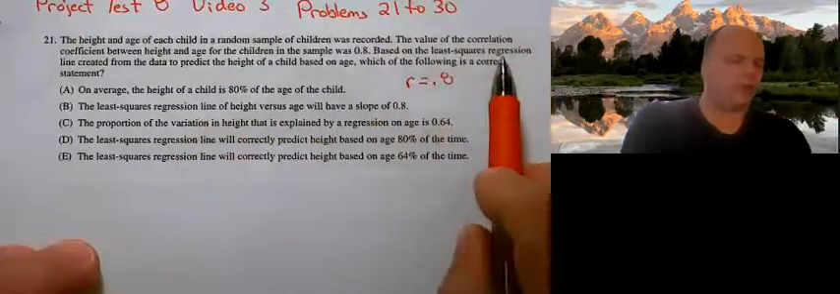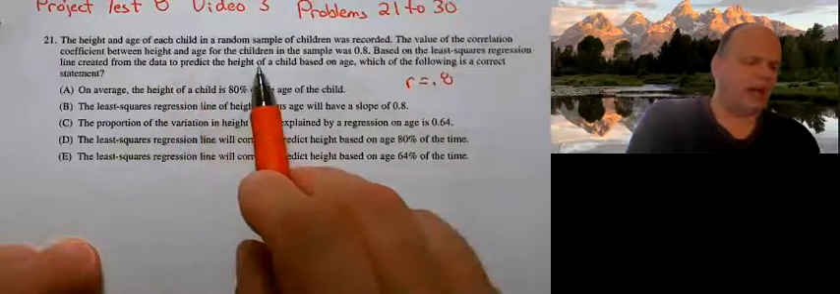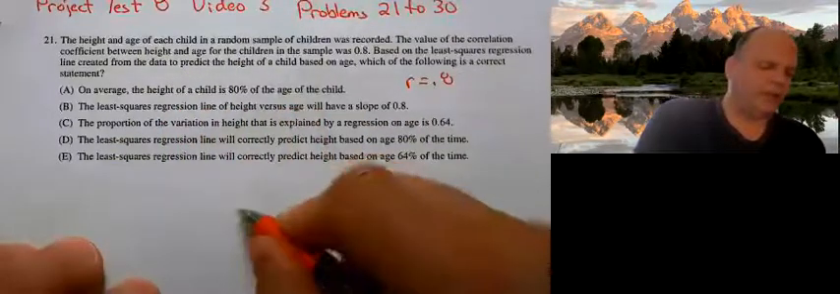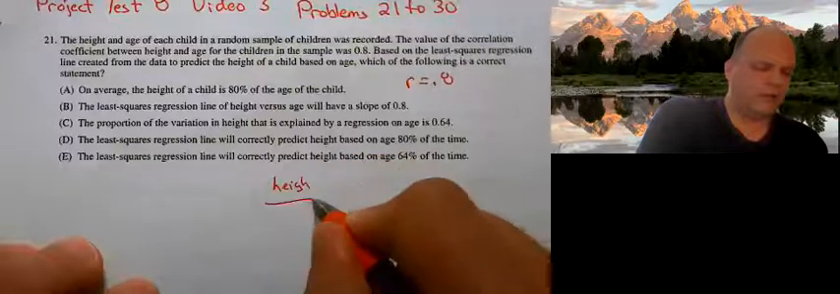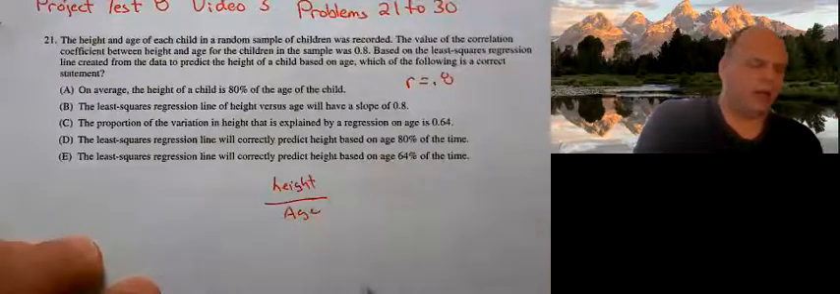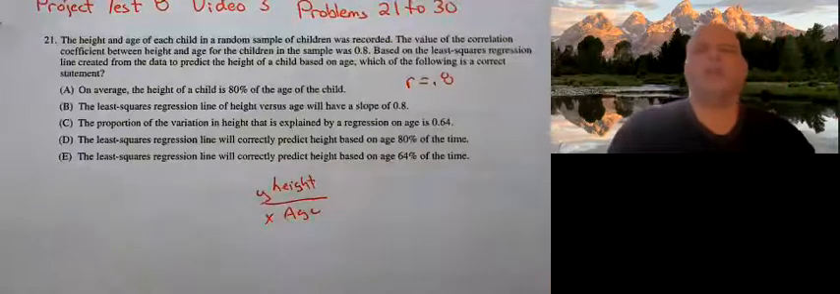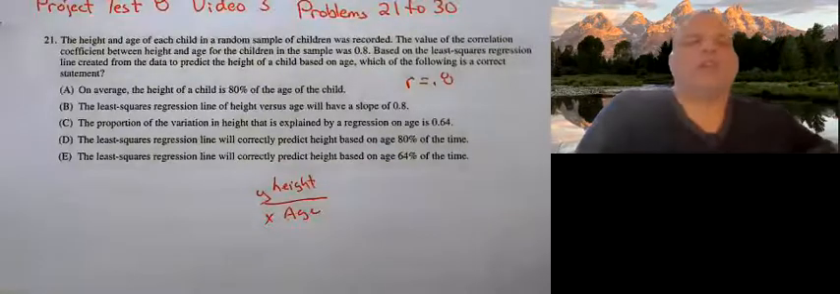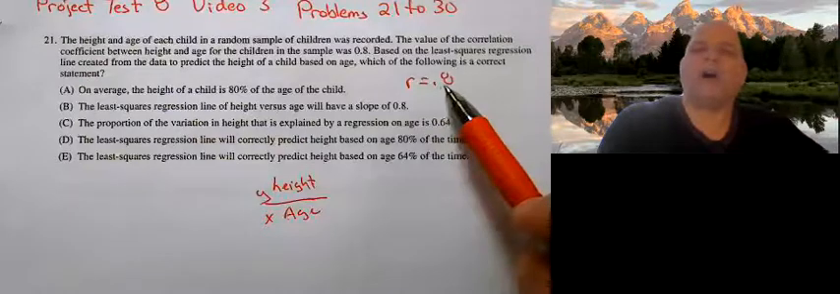Based on the least squares regression line created from the data to predict the height of a child based on age. So basically, we have height over age. And I know this because this is my prediction, which is y over age. Which of the following is a correct statement? On average, the height of a child is 80% of the age of a child. That's not what R is.